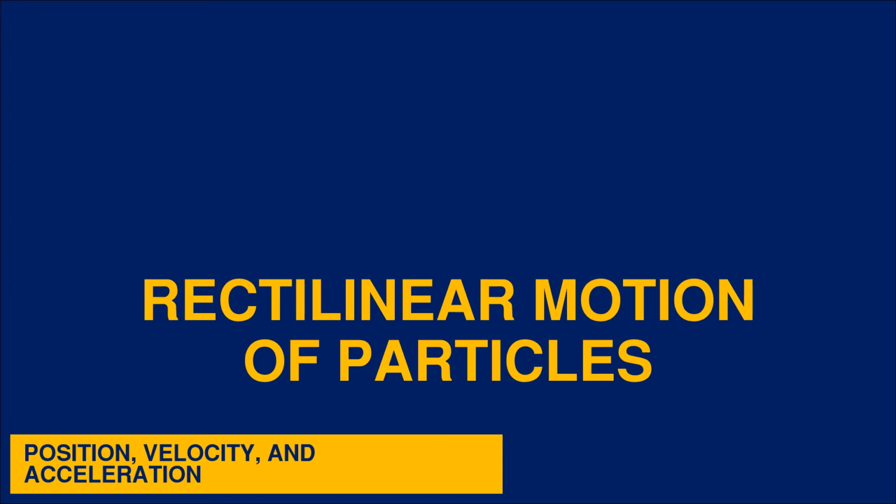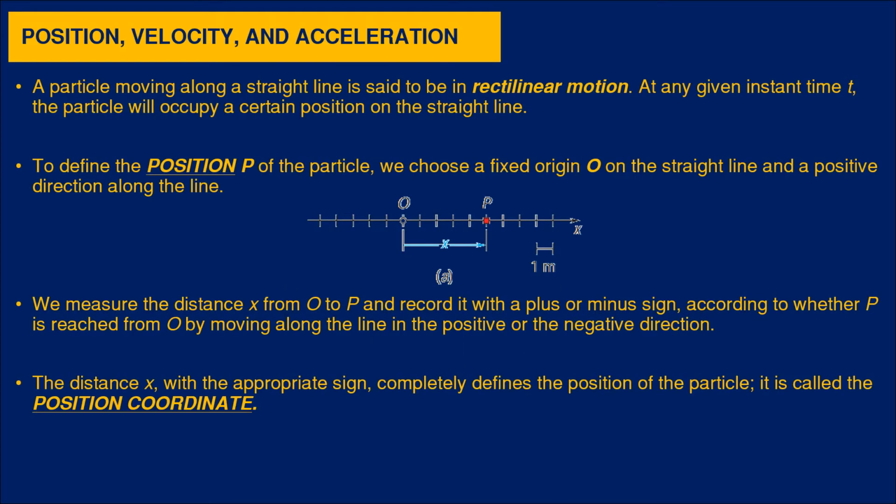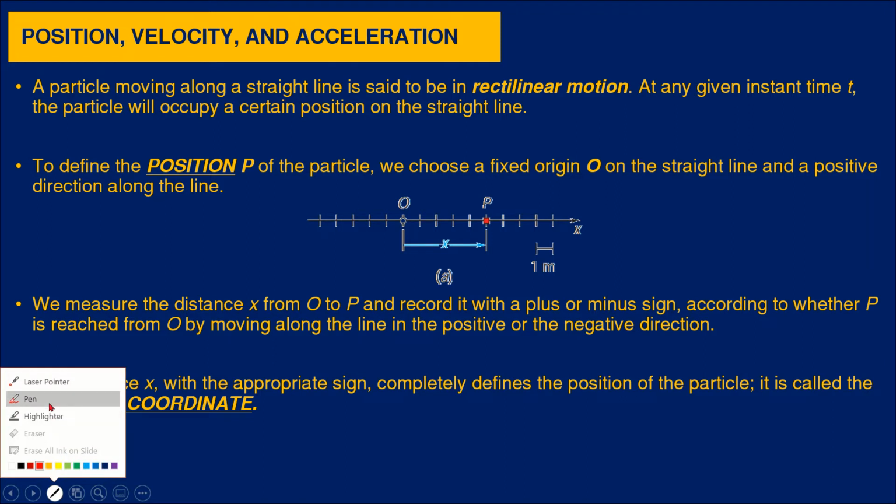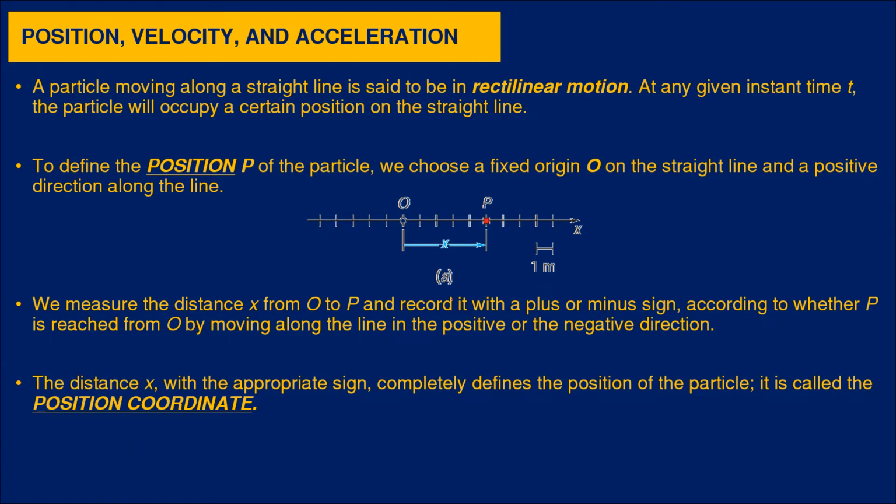So for our module 2, rectilinear motion of particles, the first topic is the position, velocity, and acceleration. A particle moving along a straight line is said to be in rectilinear motion. At any given instant of time t, the particle will occupy a certain position on the straight line. Now, to define the position P of the particle, we choose a fixed origin, say O, on the straight line and the positive direction along the line.